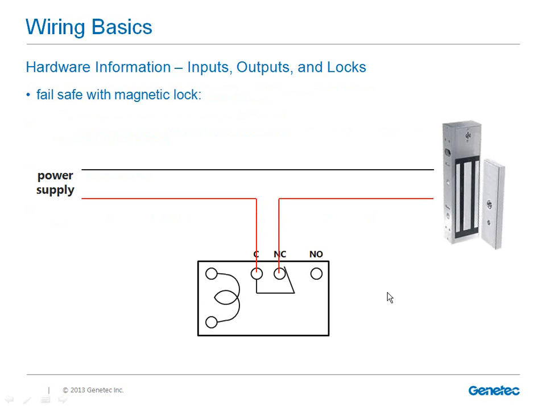Alright, so let's take a look at an example of both, starting with the fail-safe lock. Now, we're using a mag lock in this case, and as you can see, we have one wire connected from the power supply right to the lock, and the other one is going to the common pole on the relay. The other wire going to the mag lock is connected to the normally closed pole. So in a normal state, the circuit is complete and we're providing power to the lock.